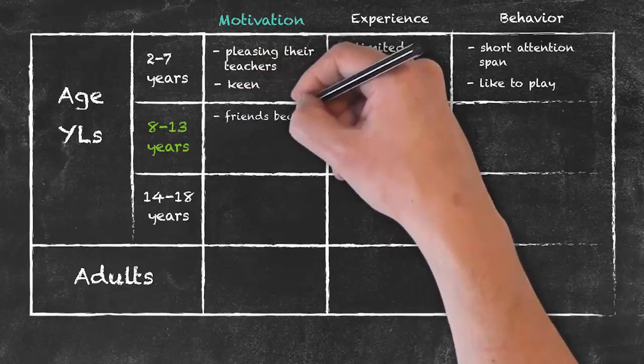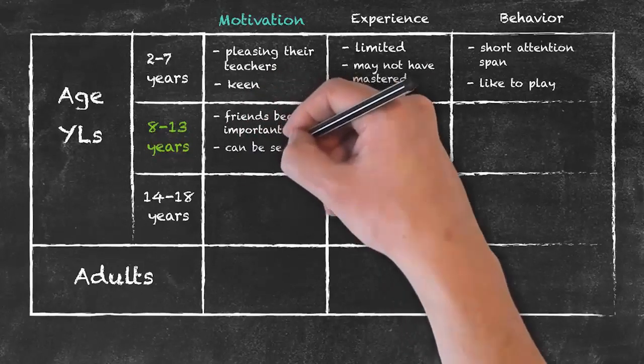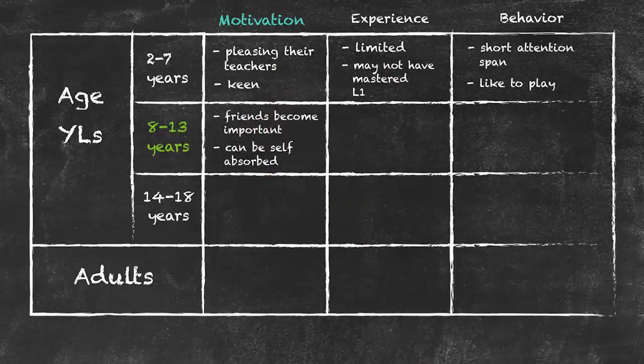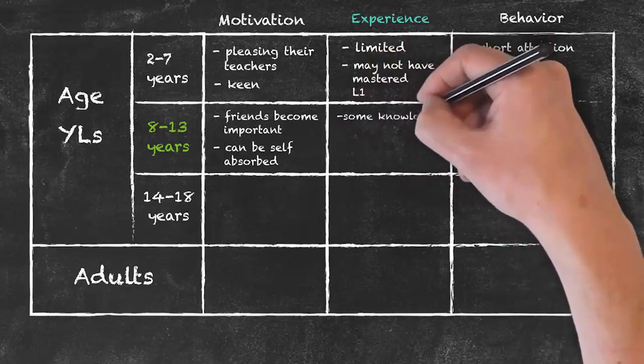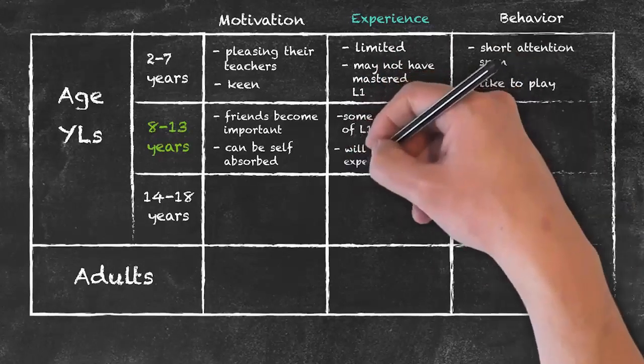At this particular age, friends are becoming more important, and this brings with it some positive and negative factors. Another thing about this particular age group is they can become self-absorbed. It's not unusual to see a 5-year-old playing with a toy for hour after hour on end without thinking about anything else. Moving on to their experiences, obviously they will have gained some knowledge by the age of 13 of their own native language. In fact, they'll be pretty far along the way to everything they're ever going to know about it. Quite possibly, they will have some second language knowledge through their teaching.